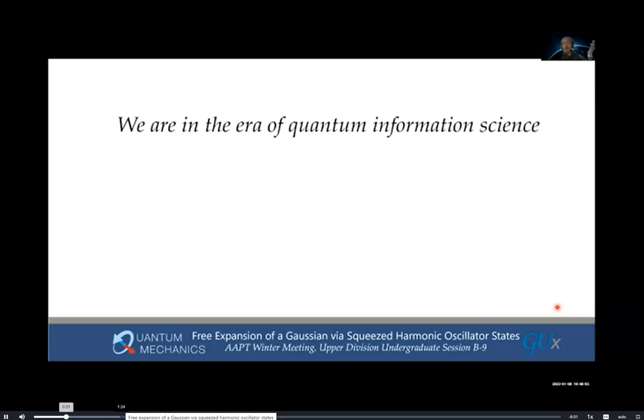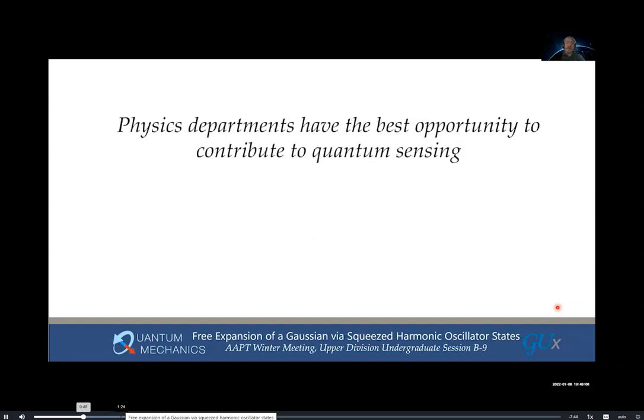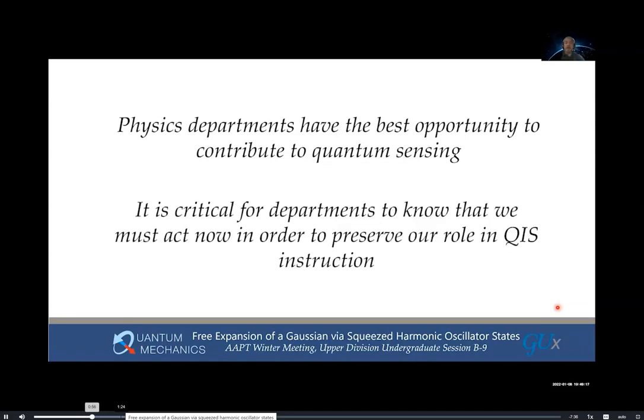I just want to start out, we're in the era of quantum information science, and there are three sides to quantum information science. There's quantum computing, quantum communication, and quantum sensing. Quantum sensing often gets a little bit of short shrift when we talk about quantum information science. And I want to emphasize that this is actually one of the things that we should be focusing on as physicists. I think we have the best opportunity to contribute to educating more people in quantum sensing.